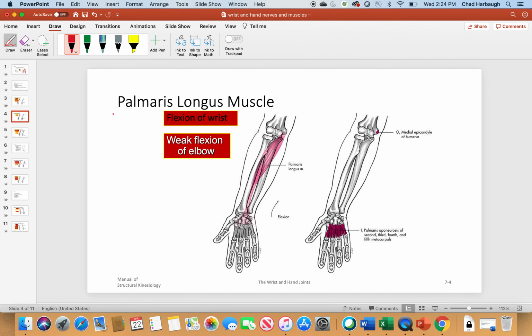The next one with the median nerve is the palmaris longus. Palmaris longus is part of the carpal tunnel. The tendon of palmaris longus is also what gets used for an ulnar collateral ligament surgery, and an ulnar collateral ligament surgery is also named a Tommy John surgery. So again, since it is a flexor of the wrist, we're going to see the origin on the medial side. And then the insertion is actually on the palmar aponeurosis of the second through fifth digits. Its job is flexion of the wrist, but it does a little bit of weak flexion of the elbow.